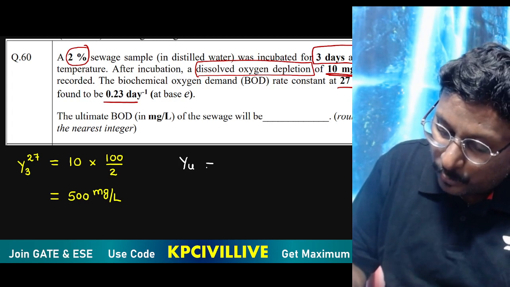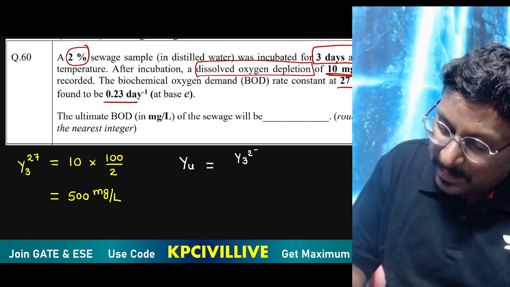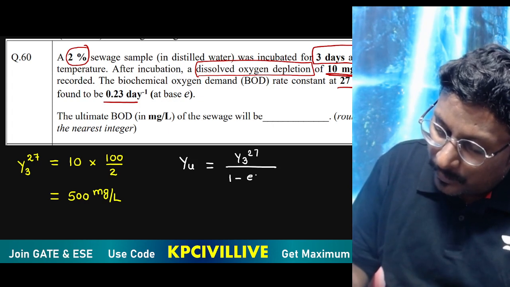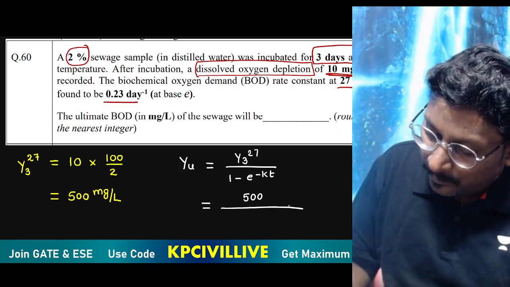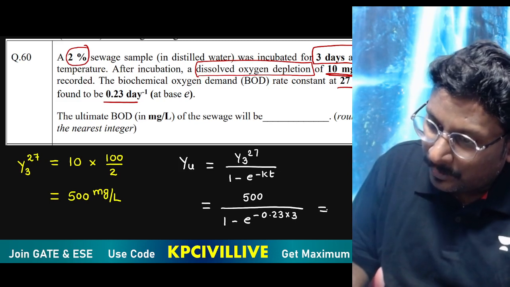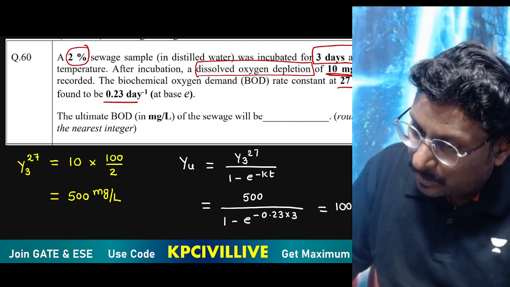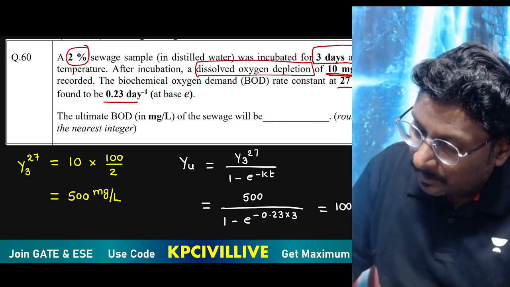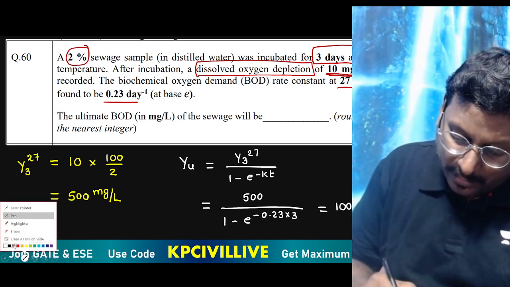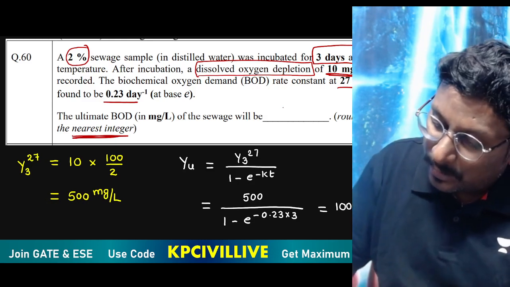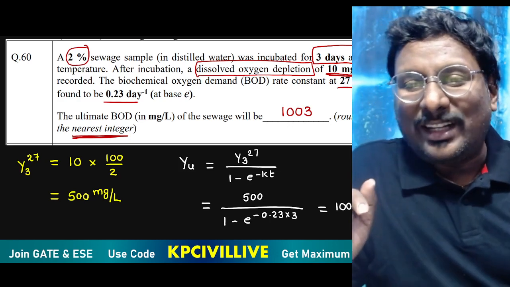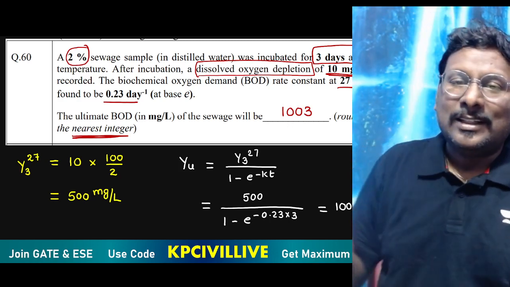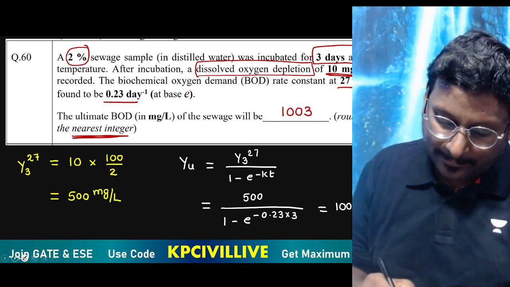Ultimate BOD YU is equal to 3 days 27 degrees Celsius BOD upon 1 minus e power minus kT, 500 upon 1 minus e raised to minus 0.23 into 3. You will get the answer 1003.16 mg per liter. But it is mentioned round off to nearest integer. So take 1003. Nearest 1004 is not nearest. 1003 is nearest. So nearest integer is taken as 1003.